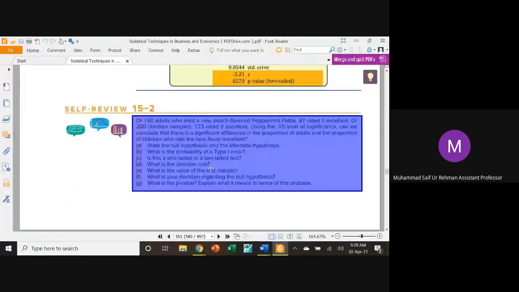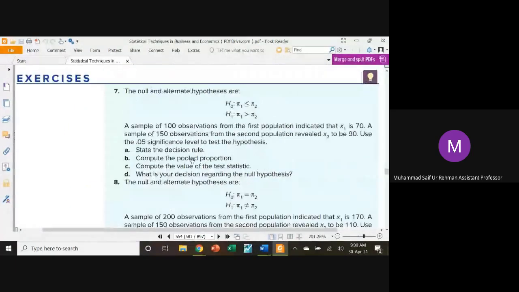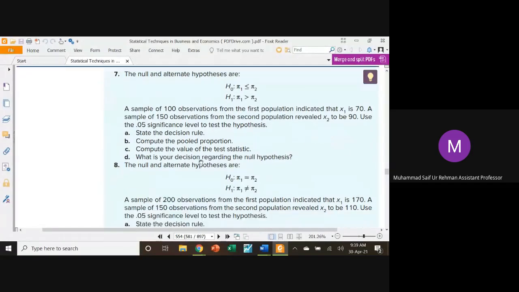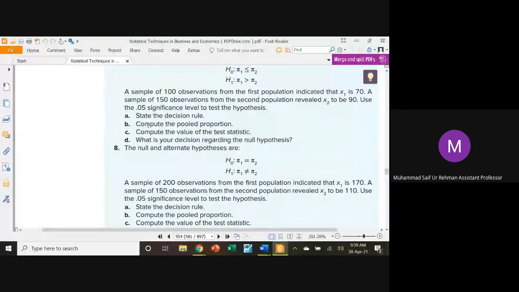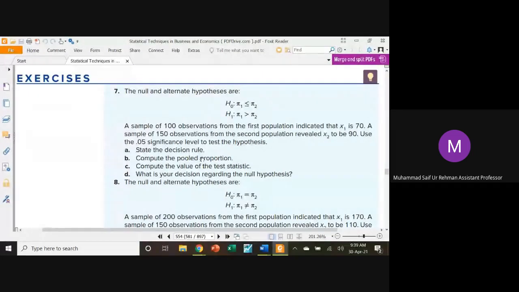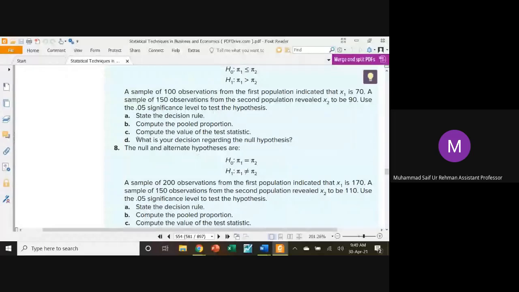Now there are exercises you may see. The null and alternate hypotheses are given. So in this case, a single tail will be there in the distribution. A sample of 100 observations from the first population, that is x1 is 70. Similarly, n1, n2 is this, and x2 is this. State the decision rule. So you can straightforwardly go to the decision rule, because the null and alternate hypotheses are given in the question. So those are not required.